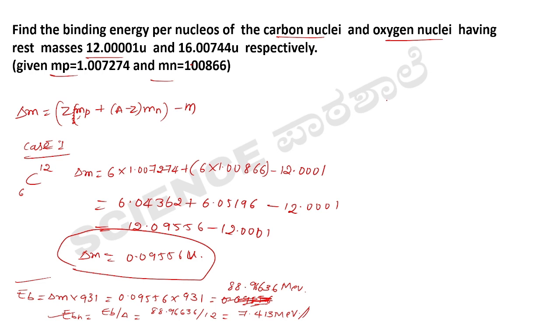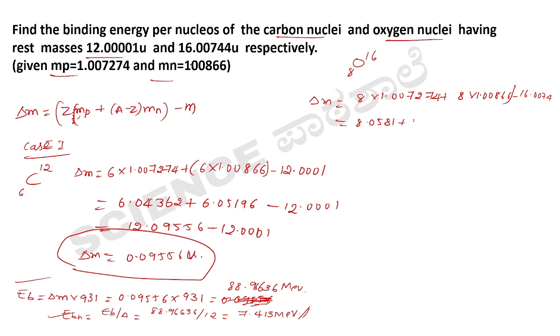Already we have discussed one type of numericals on this oxygen. Fine. See, same method. Please pause the video, do it yourself and cross verify whether what we are doing is correct or not. Okay. So 8 and 16. Atomic number is 8, mass number is 16. I'll substitute directly into the formula. Delta M is equal to Z, that is 8, into Mp, which is 1.007274, plus 8 into 1.00866, minus the mass, which is changed, that is 16.0074.